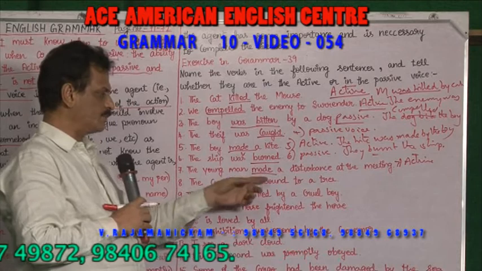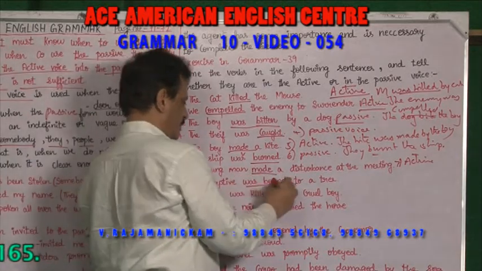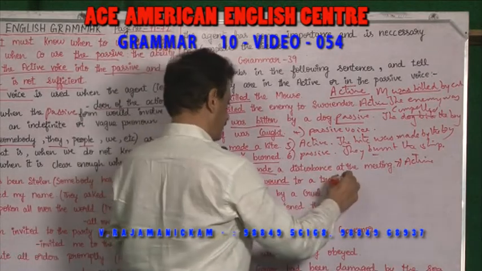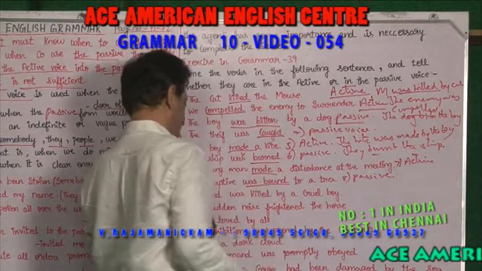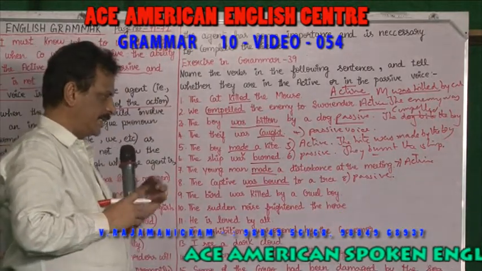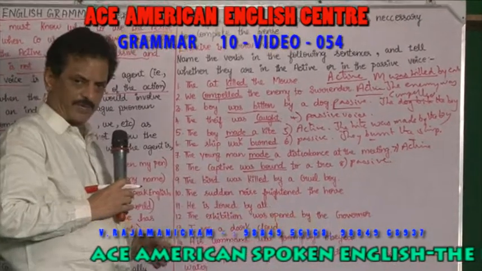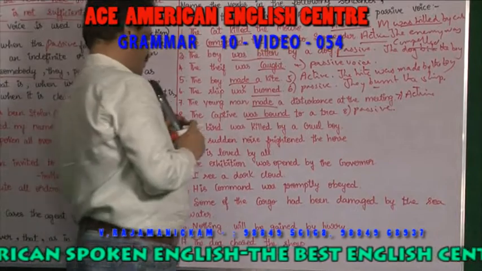The captive was bound to a tree. It is active or passive? It is passive. What is active? Somebody bound the captive to a tree. People bound the captive to a tree. The object is not given.